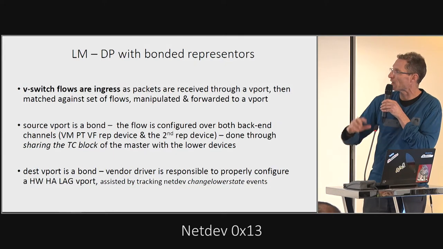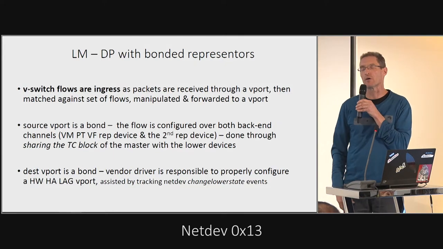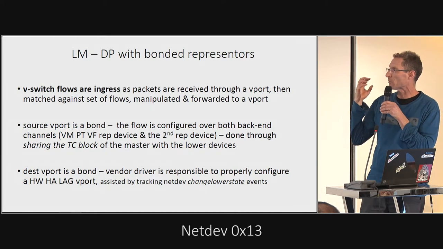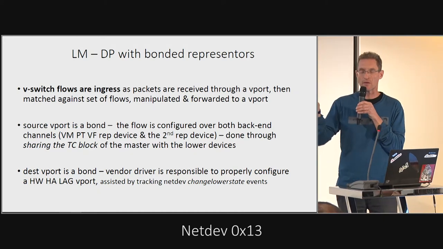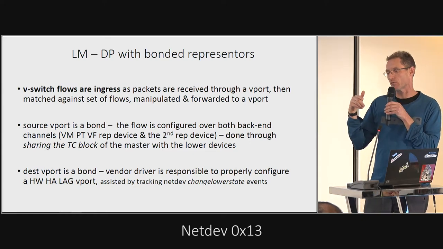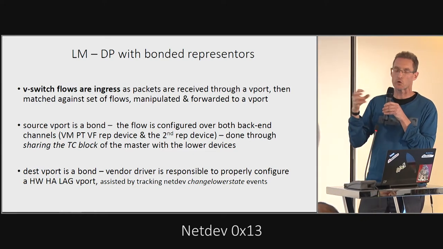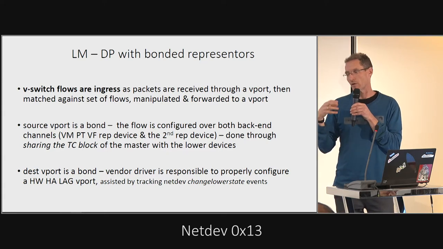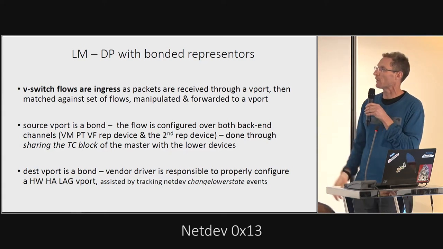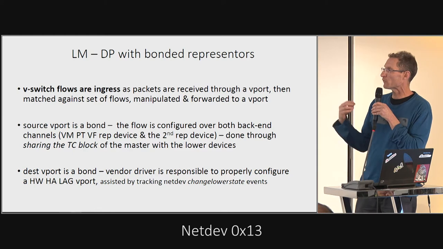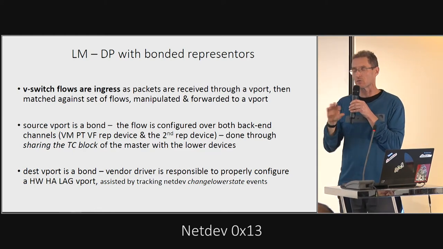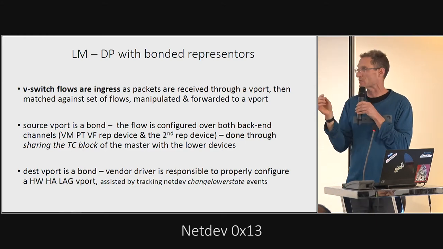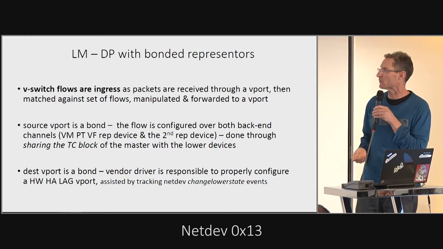And here comes the essence of the thing. How would the offloading look like? One thing to bear in mind is that flows are ingress, so you always come into a switch. Ingress flows are basically made of a source port, some matching, manipulation, and then forwarding. When we look at how this flow looks, in the general case, the source port is this bond that I described.